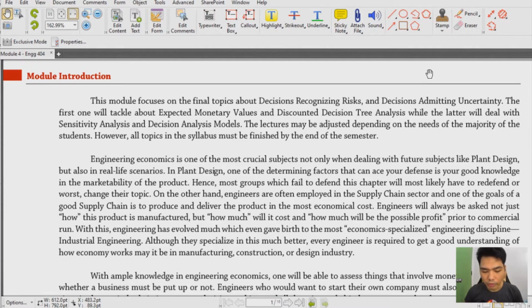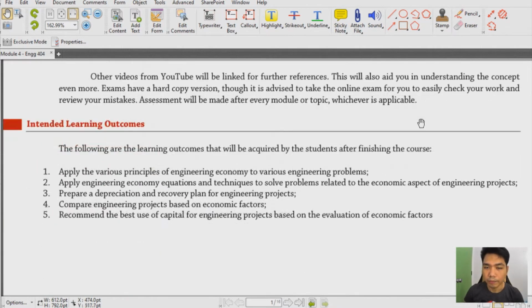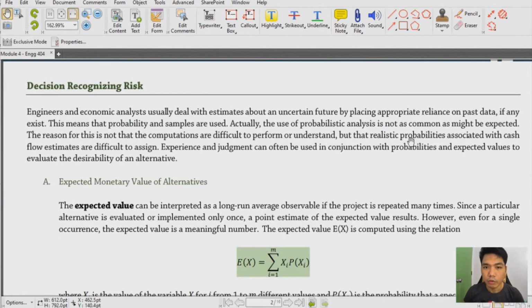So basically, itong mga to is additional alternative methods where we can actually parang evaluate yung mga projects natin. But these methods are really not common na. Pero we still have to discuss it anyway. So, first one is the decisions recognizing risk.